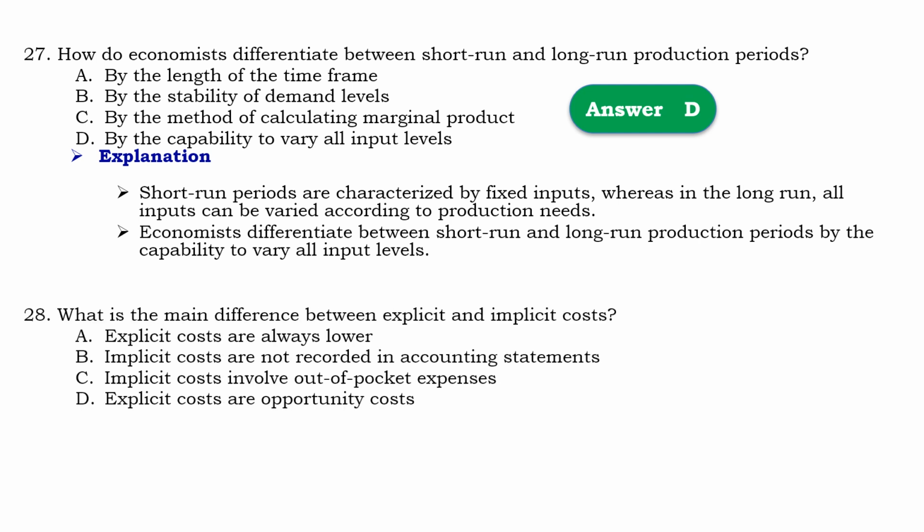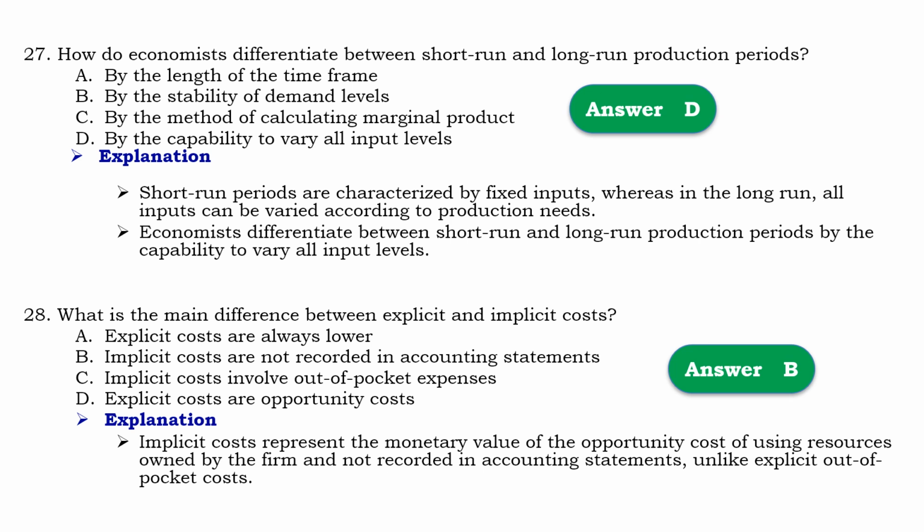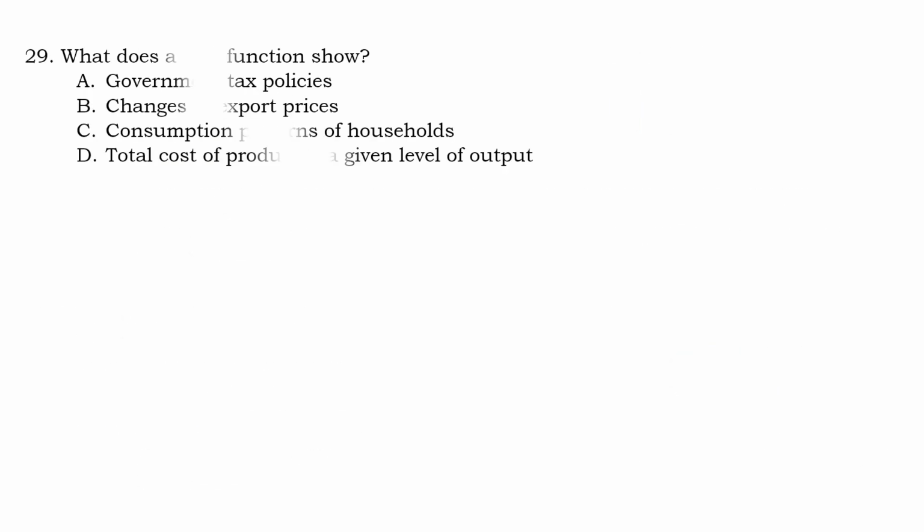Question number 28. What is the main difference between explicit and implicit cost? That should be B: implicit costs are not recorded in the accounting statement. It means that implicit cost represents the monetary value of the opportunity cost of using resources owned by the firm and not recorded in the accounting statement, unlike explicit costs, which are out-of-pocket costs.